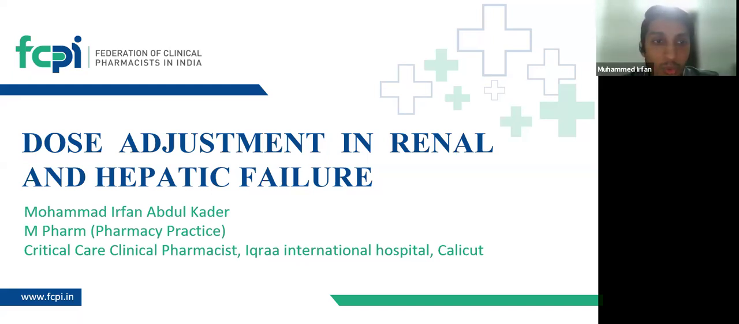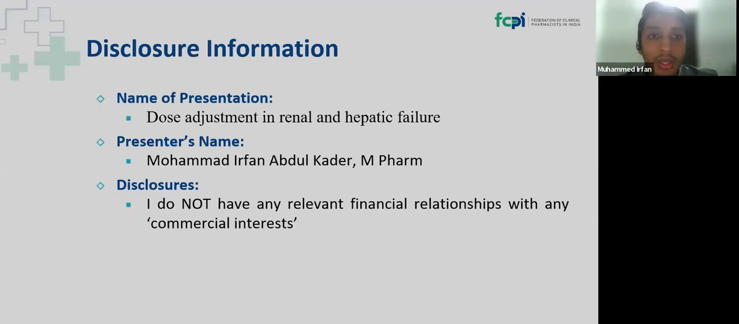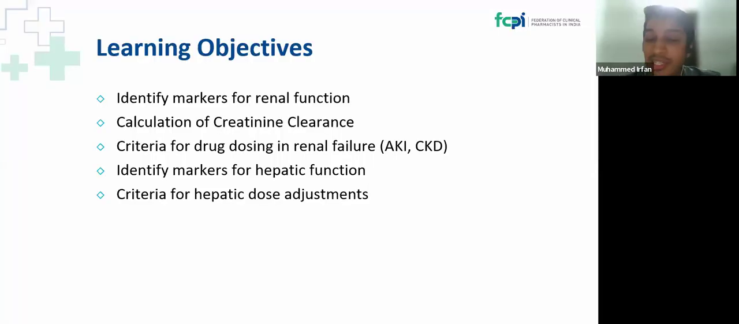So I would like to start with the topic, the dose adjustment in renal and hepatic failure. The learning objectives which I would like to convey through this slide are identifying markers for renal function, calculation of creatinine clearance, and criteria for drug dosing in renal failure, that is in AKI, acute kidney injury, and CKD. Then identifying the markers for hepatic function, and lastly the criteria for hepatic dose adjustments.